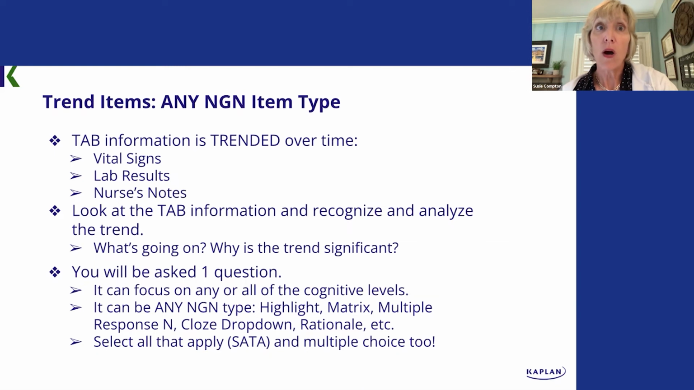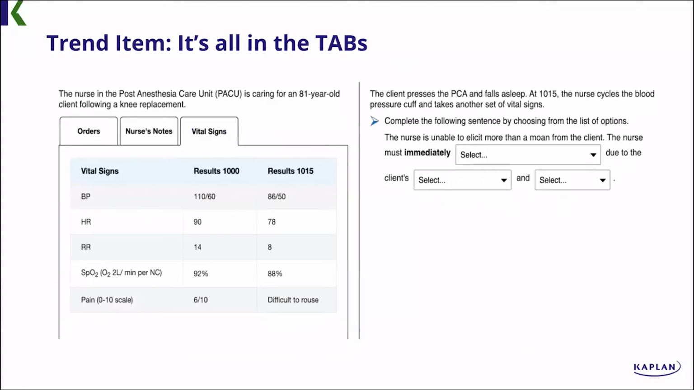It can focus on one or a combination of the cognitive skills. The question can be asked with any of the NGN item types: highlight, matrix, multiple response, cloze drop-down, rationale, etc. Remember, select all that apply, or SATA, and multiple choice items can also be used in NGN item sets and in trend questions. Here is an example of a trend item.